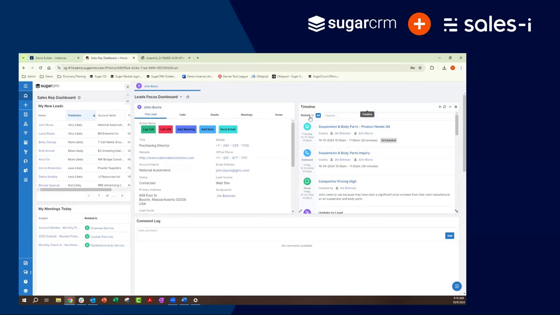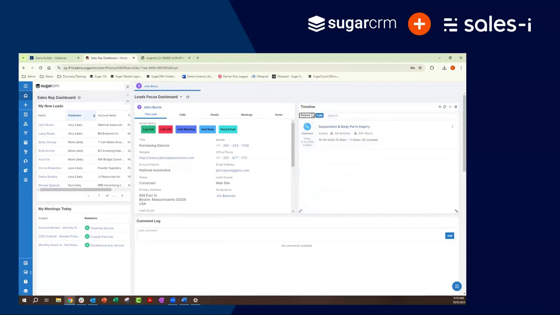And again, the timeline follows me. So every change, every interaction, touch point I have with John at National Automotive, it's going to log those in a linear time frame. And I can always, again, go back to any calls that I've held, any meetings I've held with that particular person.